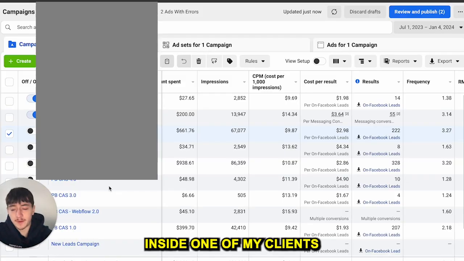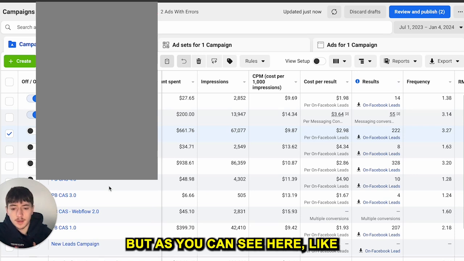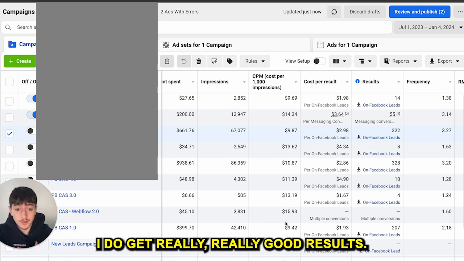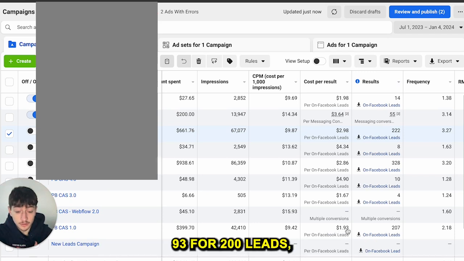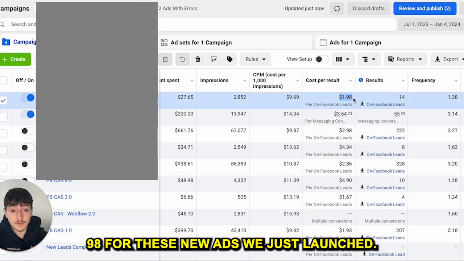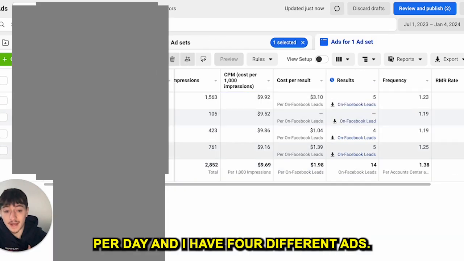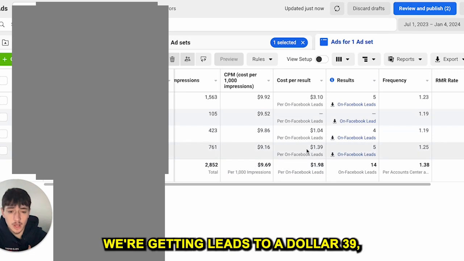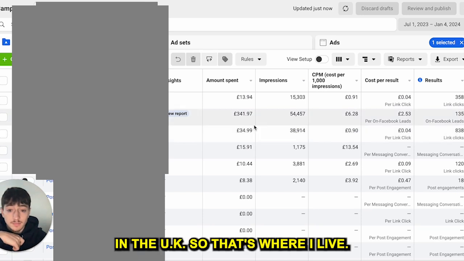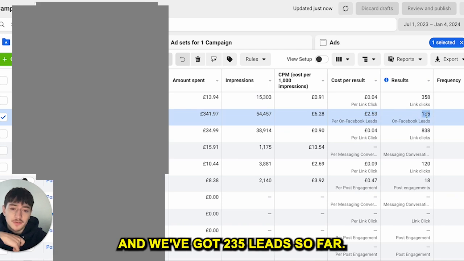So I'm just inside one of my client's ad accounts right now, and we actually started working together, I believe, 4 months ago. But as you can see here, with this strategy and the systems I do use, I do get really good results. As you can see here, $1.93 for 200 leads, and this is for a $400 service, $198 for these new ads we just launched. And the structure I do use is dollars per day, and I have 4 different ads that I'm currently split testing. As you can see in here, we're getting leads at $1.39, and this is a different client in the UK, so that's where I live. We're getting leads for £2.53, and we've got 135 leads so far.